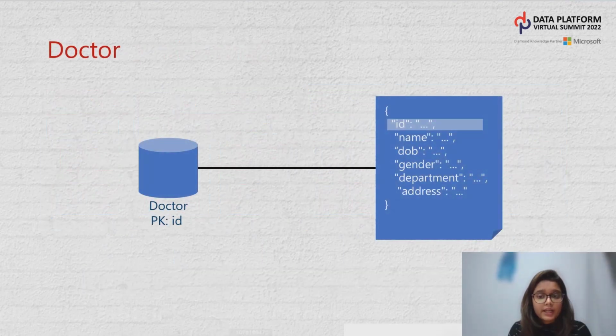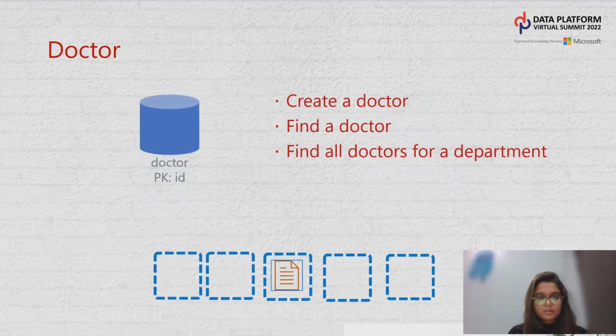Coming back to the doctor entity, we have queries like create a doctor, find a doctor, find all doctors for a department. Before talking about partition key, let's first understand what data this container has. This container contains data for the doctors in a hospital. And if a hospital is big enough, it might have 1,000 doctors. But data for 1,000 doctors is still small enough to fit into a single logical partition or even a single physical partition.